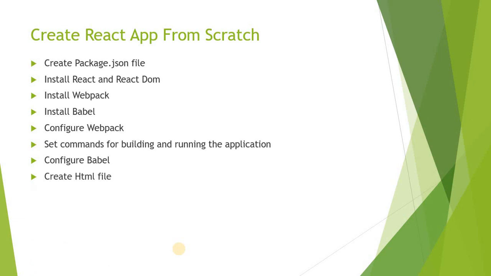After that, we will configure Babel, in which we will define the particular settings on the basis of which it will transpile your code. After that, we will create a simple SPA application. So we will create a simple HTML file. After that, we will create a React component that is rendered by your HTML file. And after that, we will simply build and run your application.